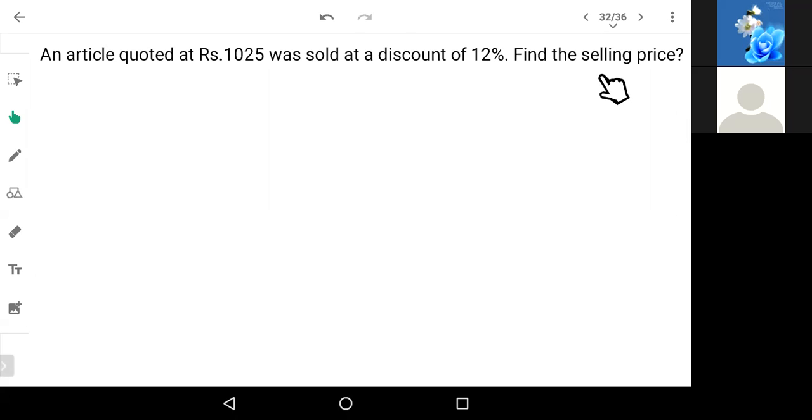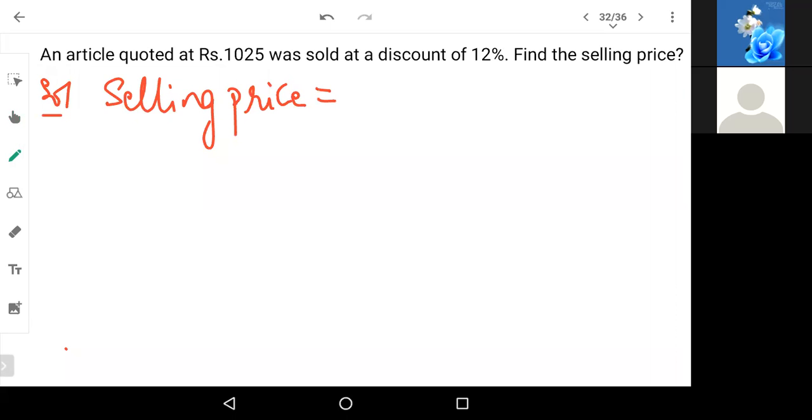So for such questions, you have a simple formula to follow, that is, selling price is equal to quoted price, or the price that they are saying.